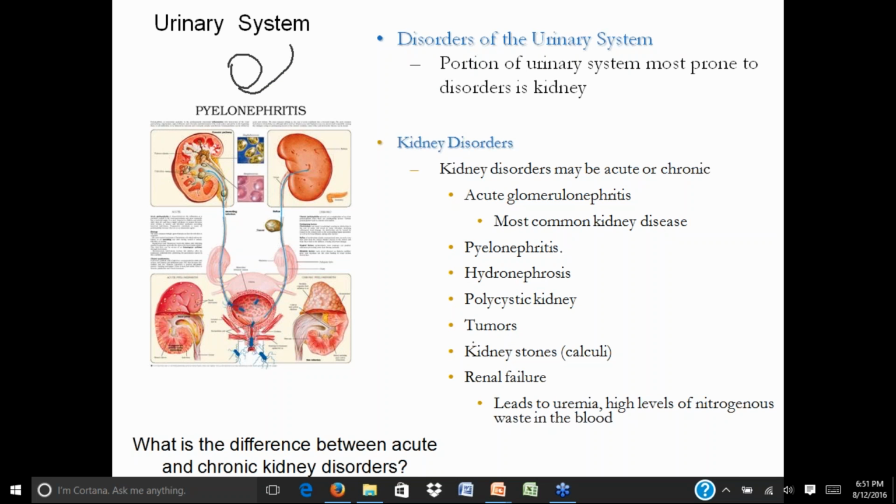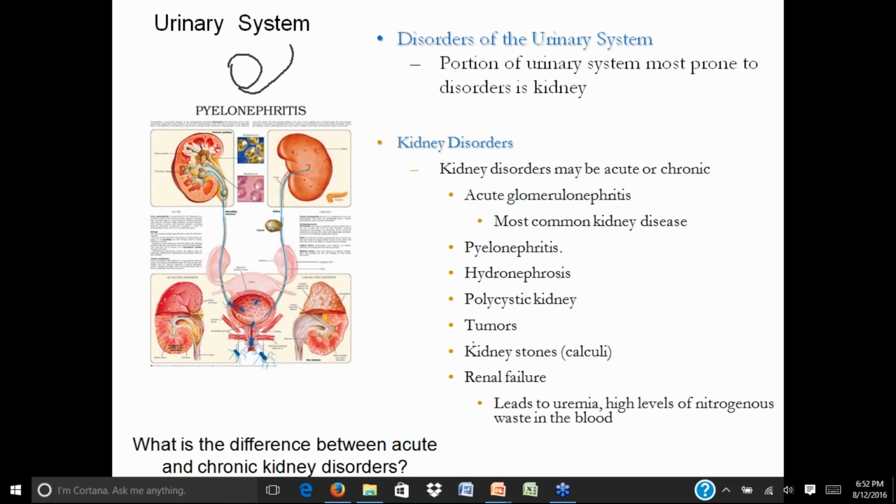Okay, so let's talk about some disorders of the urinary system. And first thing you need to remember always is this. We have the upper urinary system and we have the lower urinary system. The upper urinary system is going to go from the kidneys to the ureters. That is the upper. And the lower will be the urinary bladder and the urethra.